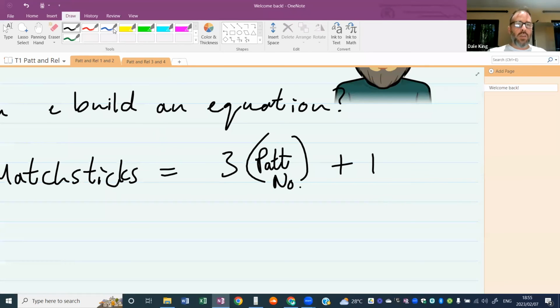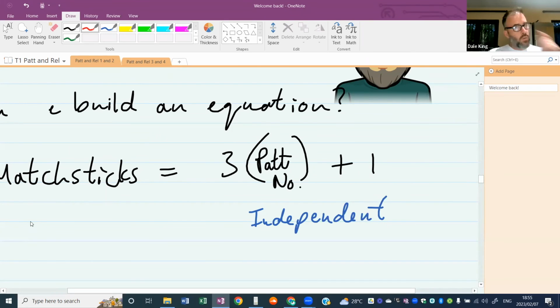Okay, so the pattern number is independent. It's not worried about how many matchsticks there are, but the matchsticks depends on what pattern number you have. So this is dependent.